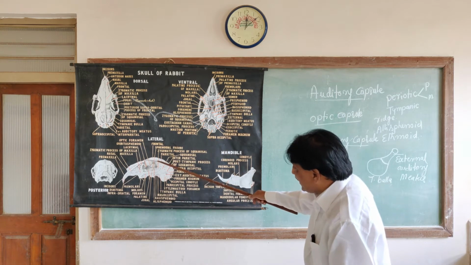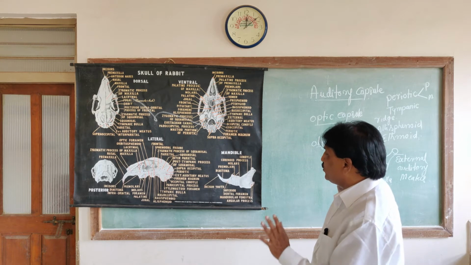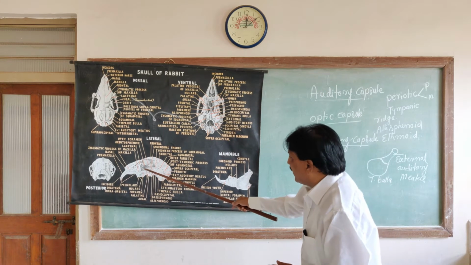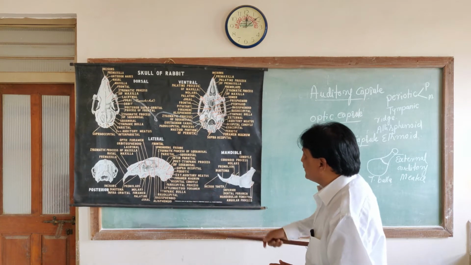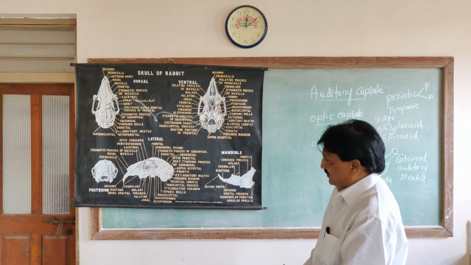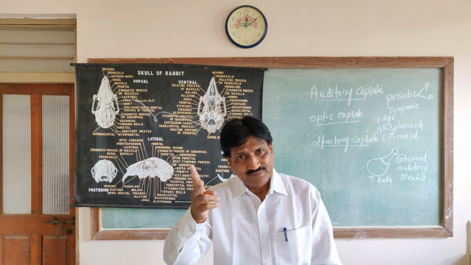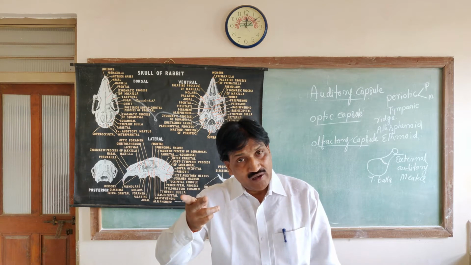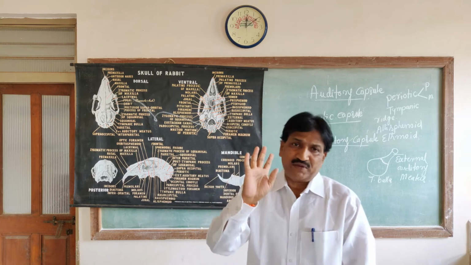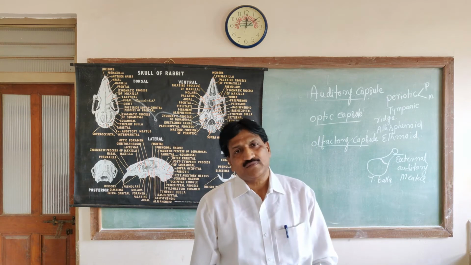On the lateral side, we can find the presence of what is called the orbitosphenoid. Two orbitosphenoids, two frontal bones and one presphenoid. Total how many bones? 5 bones.